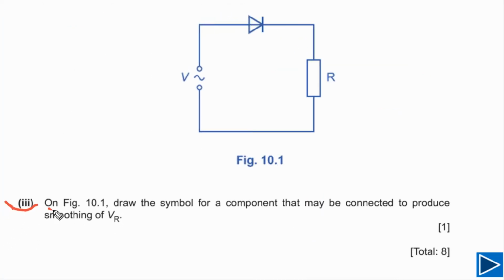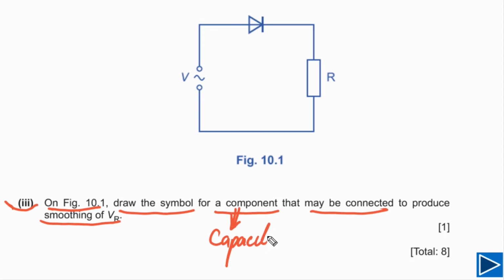For the last part, on figure 10.1, we need to draw the symbol for a component that may be connected to produce smoothing of VR. First we need to understand what kind of component to connect. We need to connect a capacitor, because a capacitor can be used to store energy. So we need to connect the capacitor across this resistor. This question has only 1 mark. If you have drawn a capacitor in parallel with this resistor, you will get 1 mark, and that is the B mark.